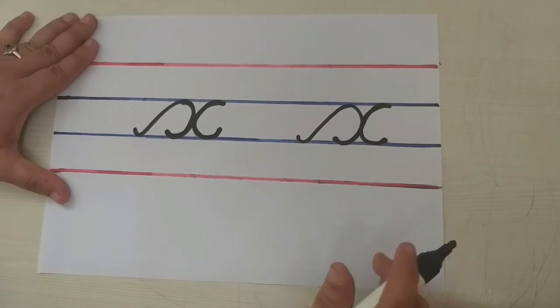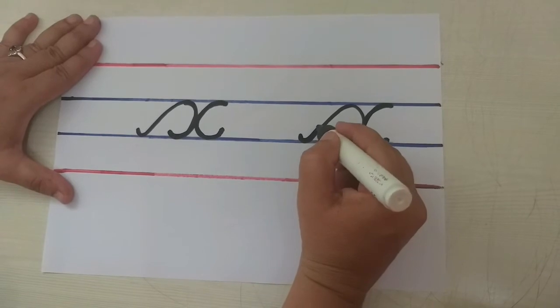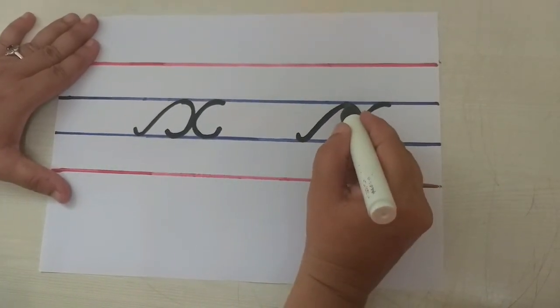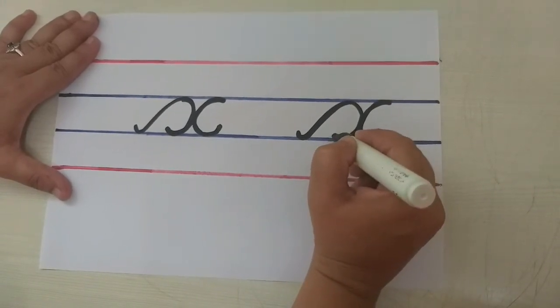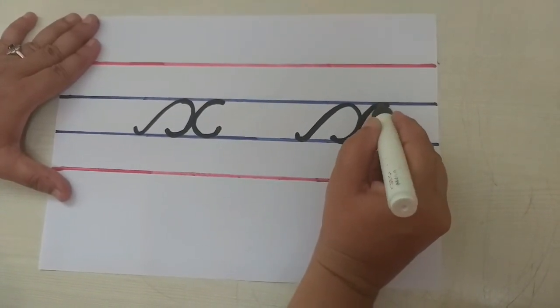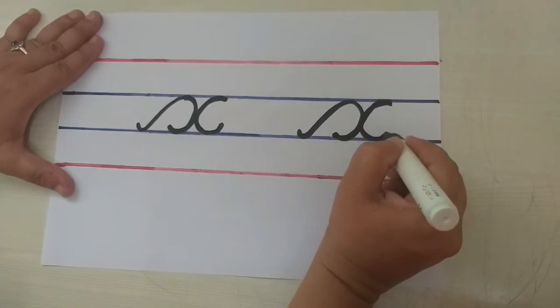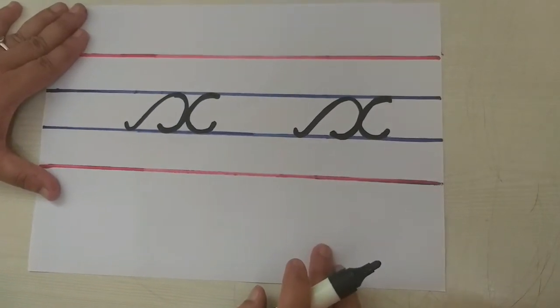Shall we write once again? See, take a small curve. Go up to the second blue line, slanting line, children. Now again do a half curve here like that. Okay. Now from here you have to go up to the second blue line. Again come down to the third blue line and make a half curve, children. This is small cursive X.